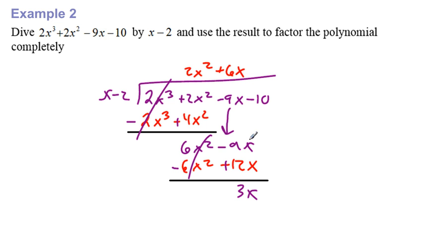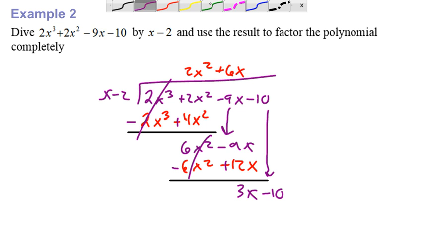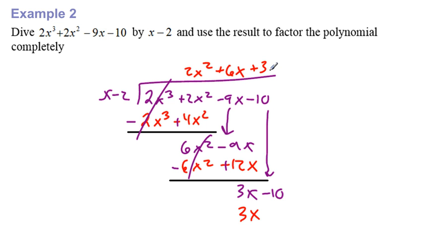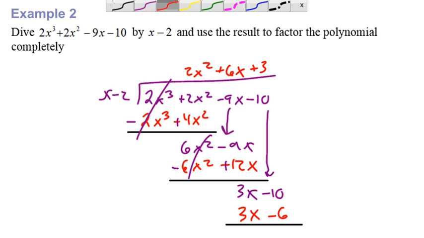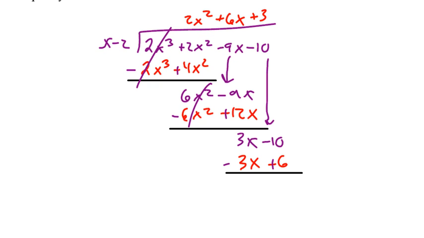Keep on going until we're done. X times what is 3x? Okay, and I'll bring this guy down too as well. So we get a positive 3, right? X times 3 is 3x. And then negative 2 times 3 is a negative 6. All right, let's go ahead and subtract those guys, and then we'll be done here. So that becomes a minus, it's going to become a plus. So in this case now, we're not going to get 0.